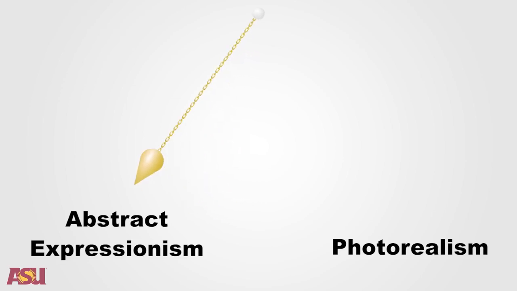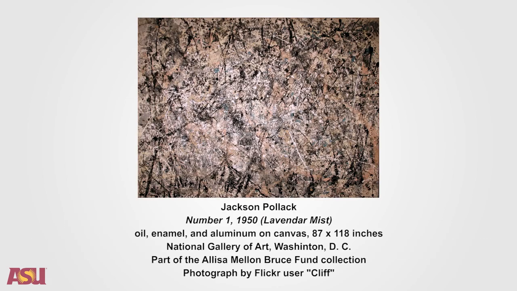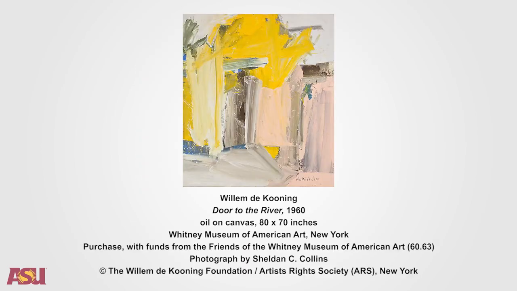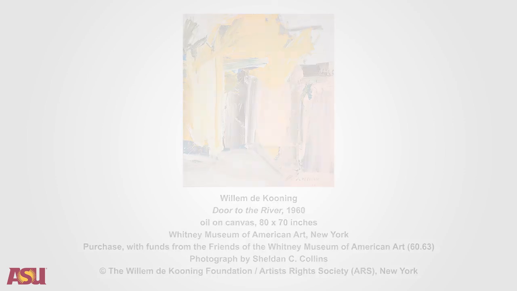First, we have abstract expressionism. This type of art appeared around the 1940s and 1950s at the end of World War II, and focused mostly on various shapes and colors, representing a mixture of emotions and expressions. Two famous works from this period in art are Number 1, Lavender Mist, done in 1950 by Jackson Pollock, and Door to the River, done by Willem de Kooning in 1960.